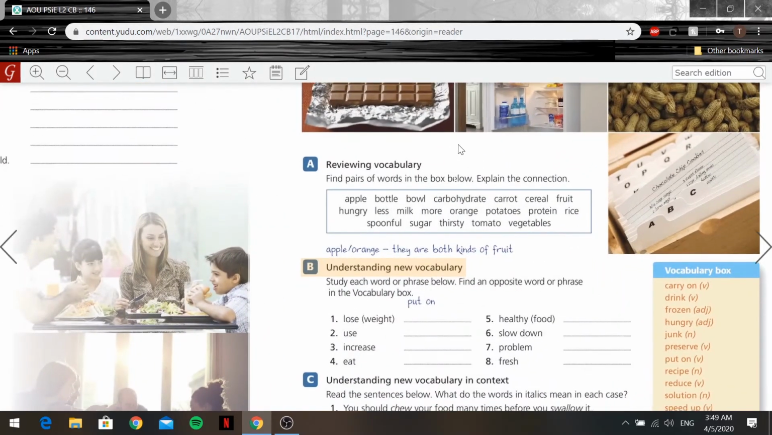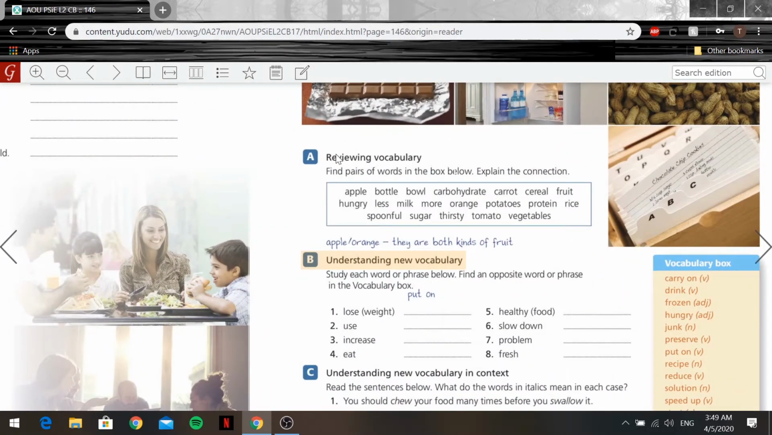Here we have reviewing vocabulary: find pairs of words in the box below, and explain the connection. So we're going to have to find pairs of words, and give an explanation of the connection between the pair of words. For example, here we have apple and orange. We could say they're both kinds of fruit. This will be up to you, but I'll give you some examples right now.